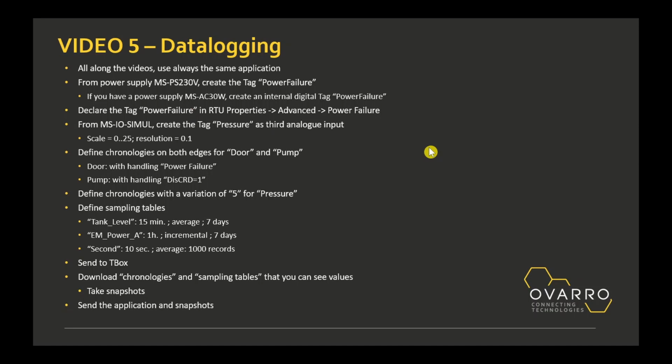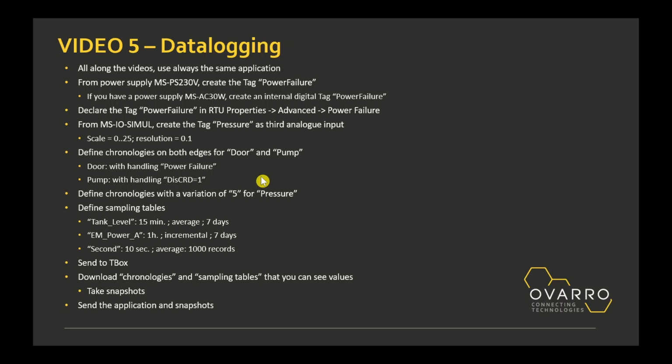The question for this video: use always the same application as usual. If you have a power supply MS PS 230 volt, you create the tag power failure from its resources. If you have an MS AC 30 watt, you create an internal digital tag that you name power failure. Declare this tag power failure in RTU Properties Advanced tab power failure. From the MS IOSimul, create a third input named pressure with a scale of 0 to 25 and a resolution of 0.1.